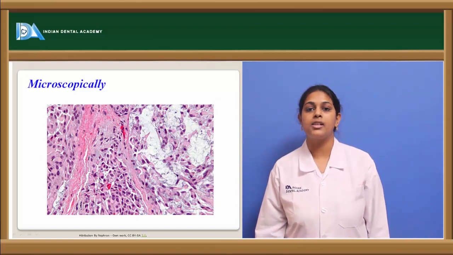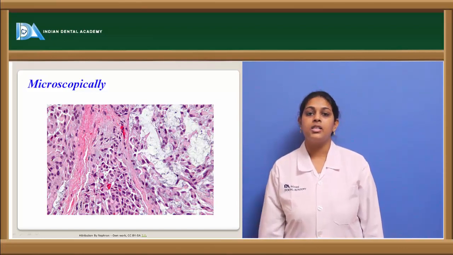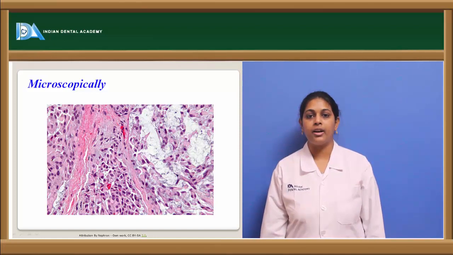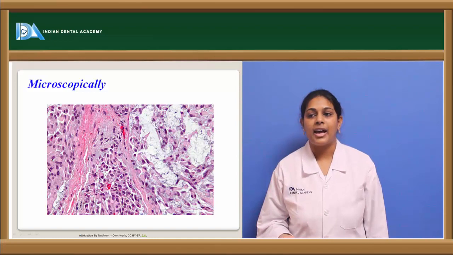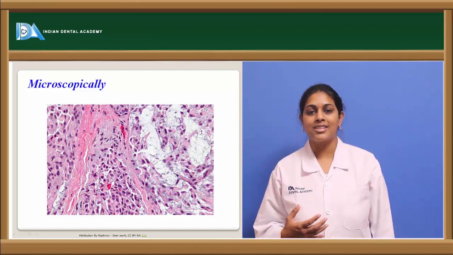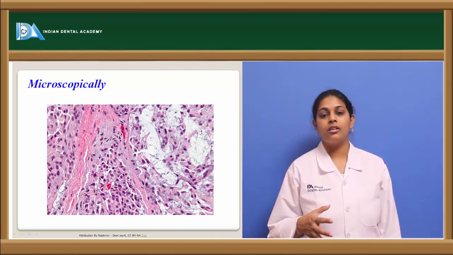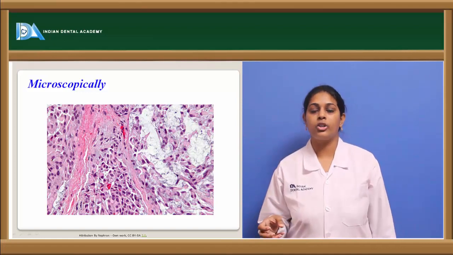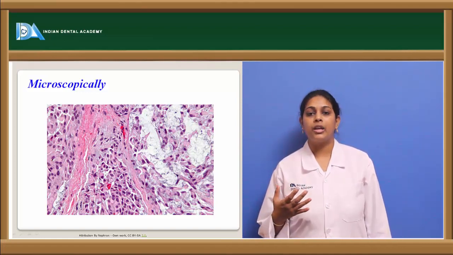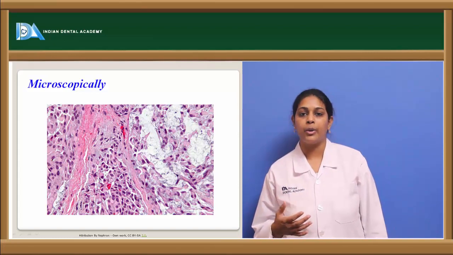These myoepithelial cells are usually muscle cells which appear spindle-shaped. They might also appear basaloid in appearance, or otherwise as plasmacytoid cells, or appear as clear cells. So these are the various morphological features of how a myoepithelial cell appears in myoepithelioma.